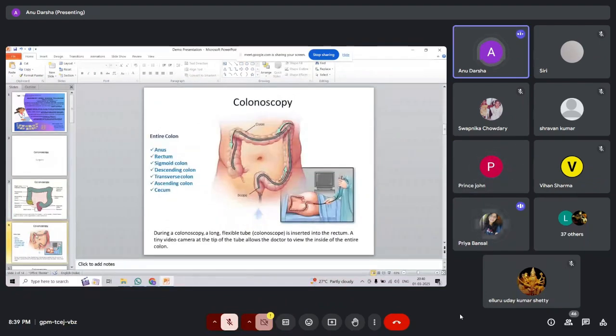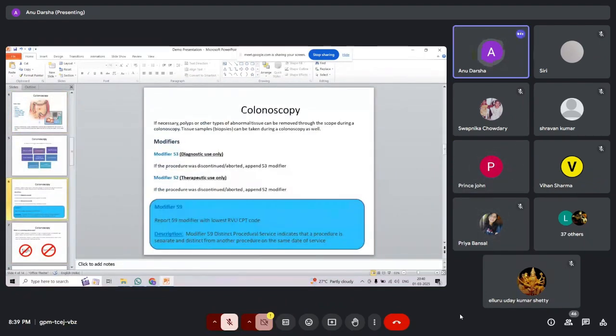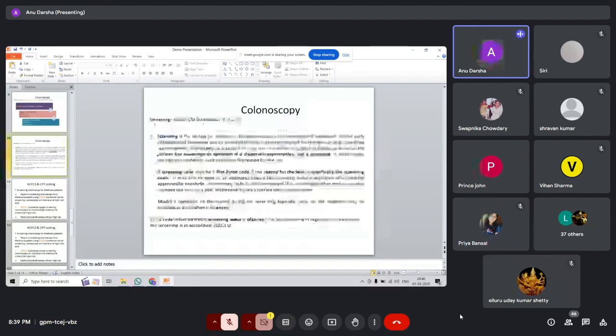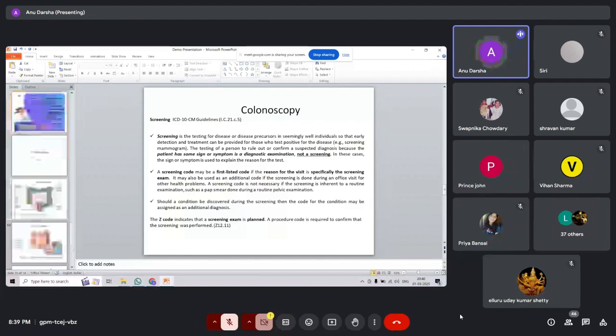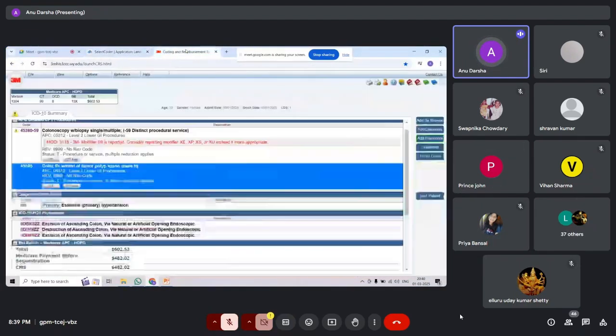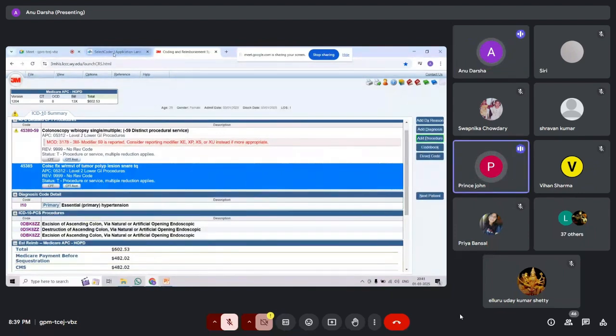For each CPT in colonoscopy, I have not even given you the CPT code range. I have given just basic guidelines, which is also very nominal. We will be discussing the whole set of CPT code ranges that we get in colonoscopy. No worries on that.